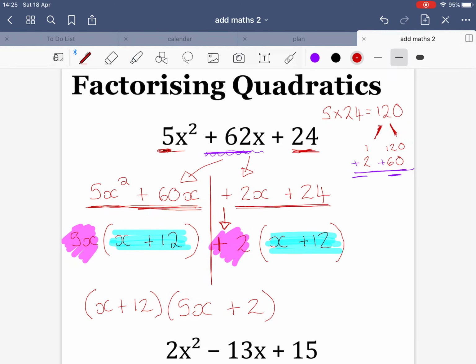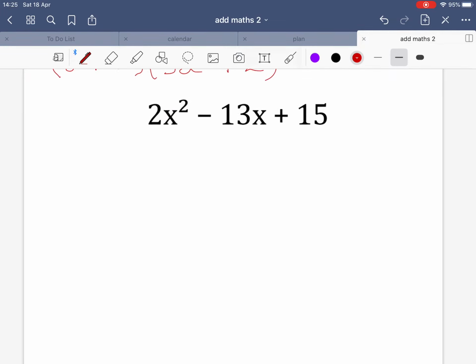Right, I've got another 3 examples, and they've all got different positives and negatives. Okay, so let's have a look at our next one.